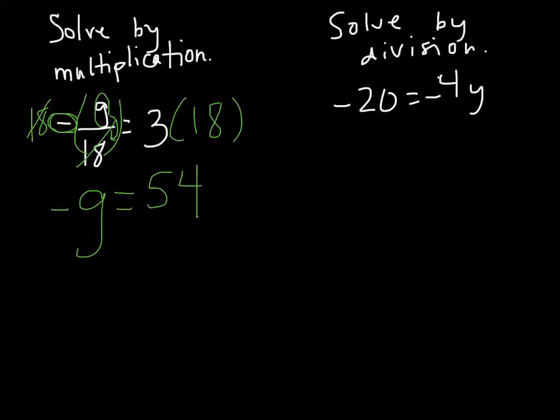Then I say, I don't want to know what negative g is. I want to know what positive g is. So I'm going to change the sign on the left side, and I'm also going to change the sign on the right side: negative 54.